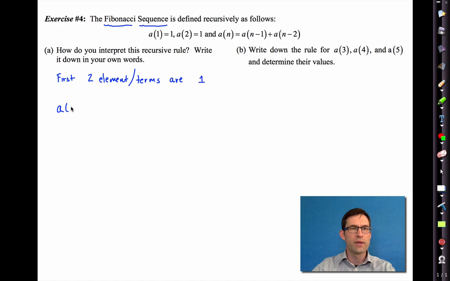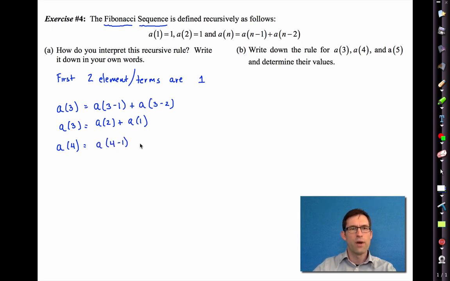Let's figure out what A of 3 is. Using this definition, A of 3 would be equal to A of 3 minus 1 plus A of 3 minus 2. So in other words, A of 3 is A of 2 plus A of 1. All right, let's do one more. Let's think about A of 4. A of 4 would be A of 4 minus 1 plus A of 4 minus 2. So A of 4 is A of 3 plus A of 2.